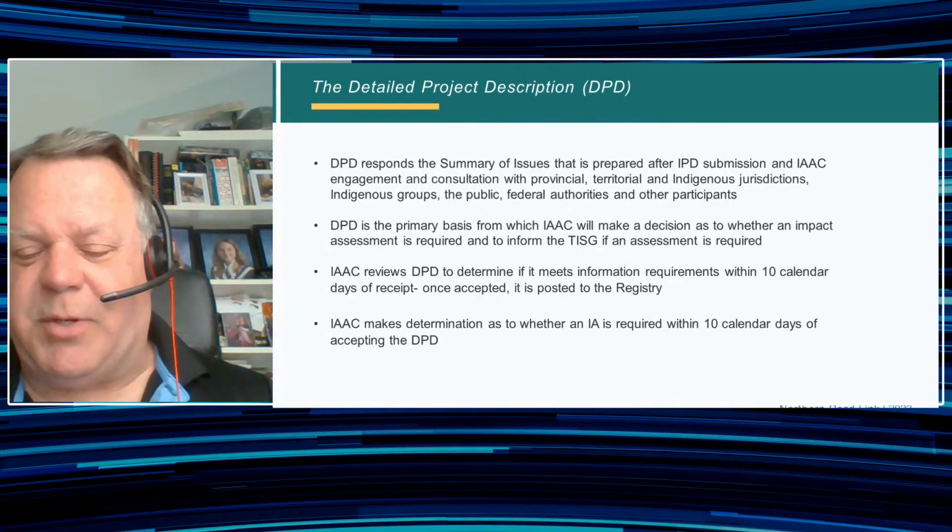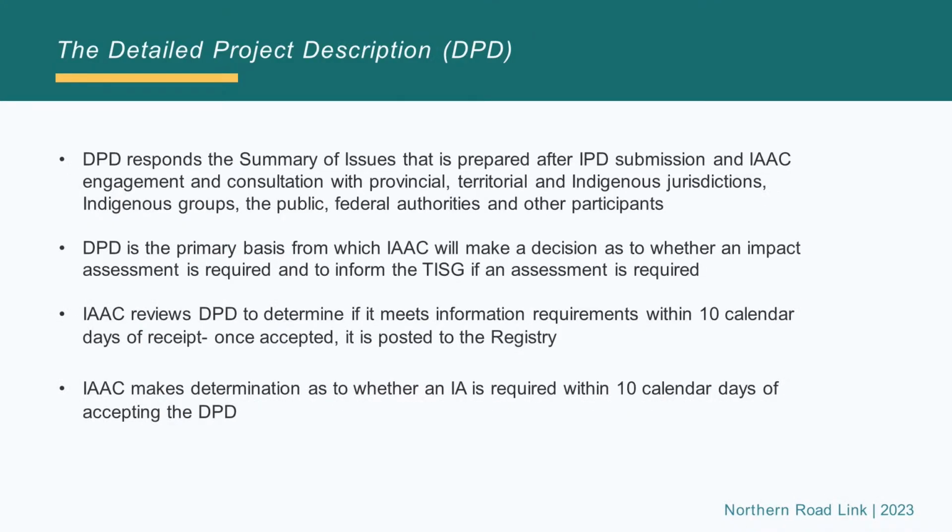So the detailed project description, the DPD, responds to what's called a summary of issues. So a summary of issues is prepared after the initial project description has been submitted. The regulator, IAC, does engagement and consultation with provincial, territorial, and Indigenous jurisdictions, Indigenous groups, the public, federal authorities, and other participants. They do very broad engagement and consultation with these different groups to get feedback on this initial project description.